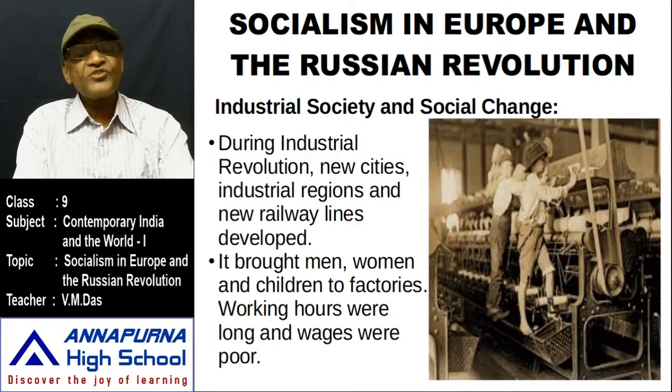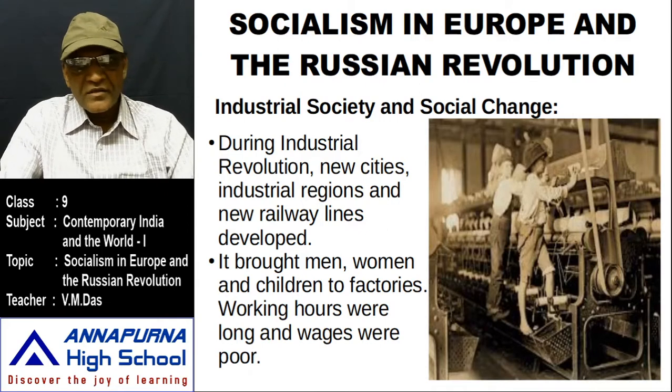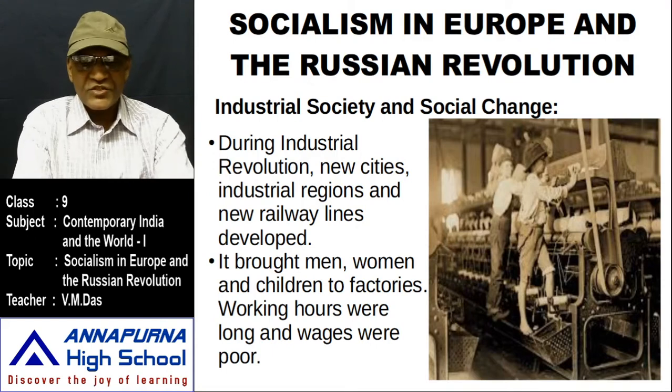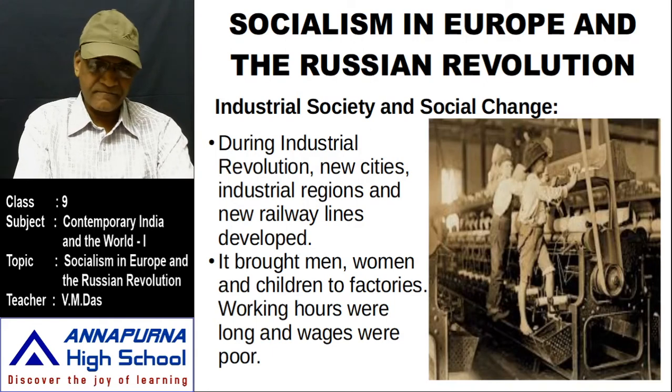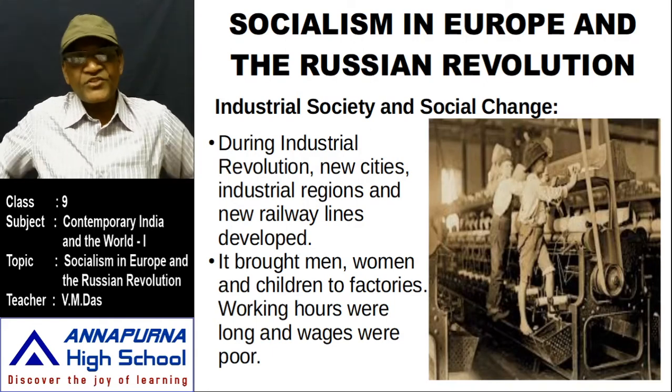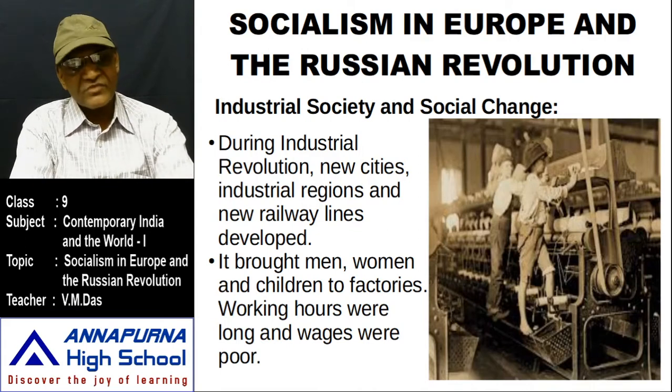During the Industrial Revolution, do you know where the Industrial Revolution broke out? The Industrial Revolution took place in Britain, in Great Britain, some 1760. So in the beginning of the 18th century, the Industrial Revolution started in England.